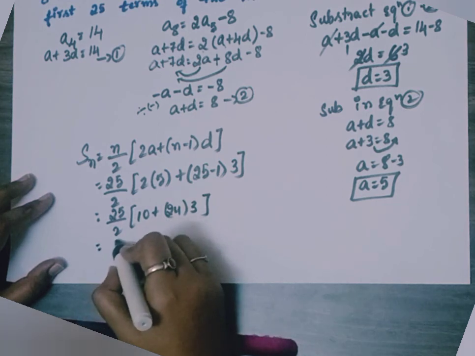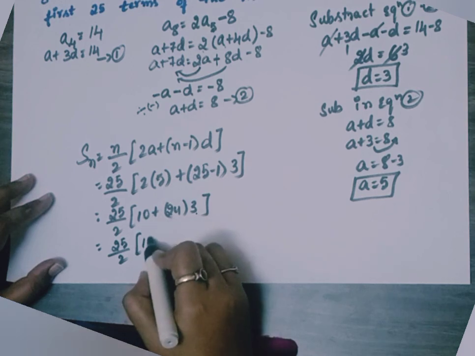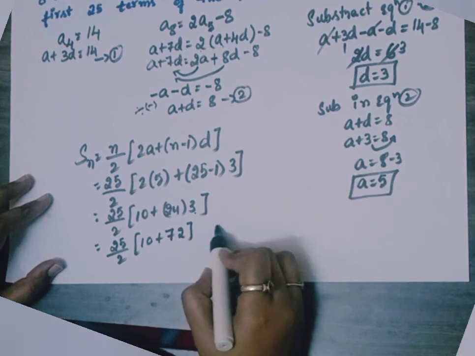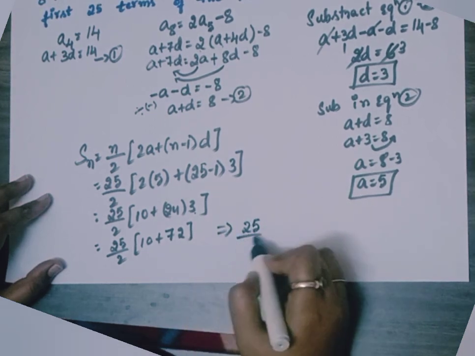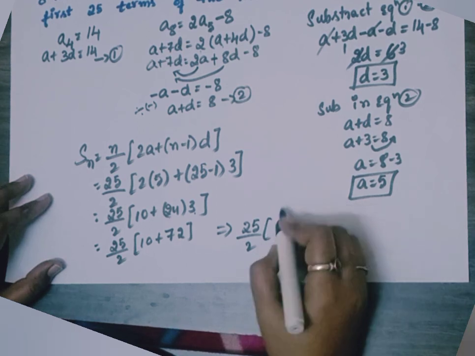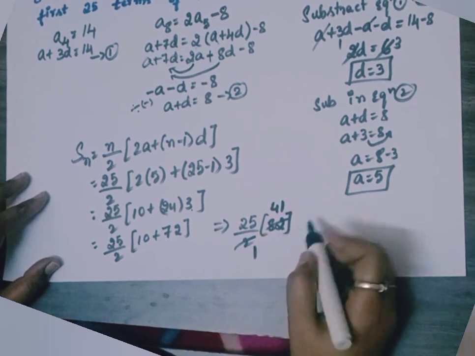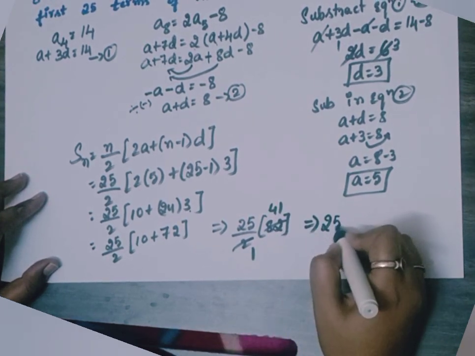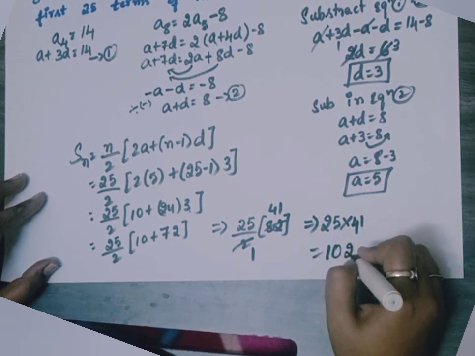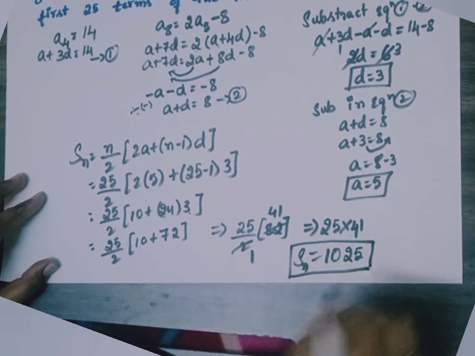So I'll get 25 by 2. So 24 into 3, I'll get 72. So further 25 by 2 into, by adding both of these, I'll get 82. So I can divide by 2, I'll get 41. So therefore I'll get 25 into 41. So by multiplying I'll get 1025. So the Sn value we got, 1025, is our answer.